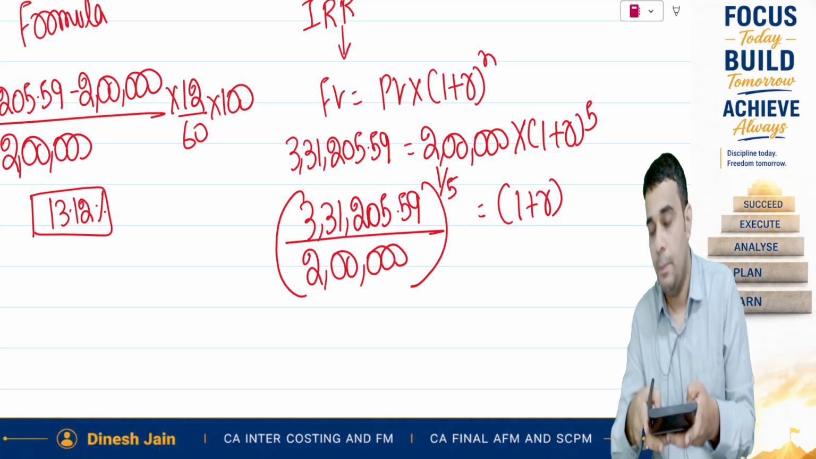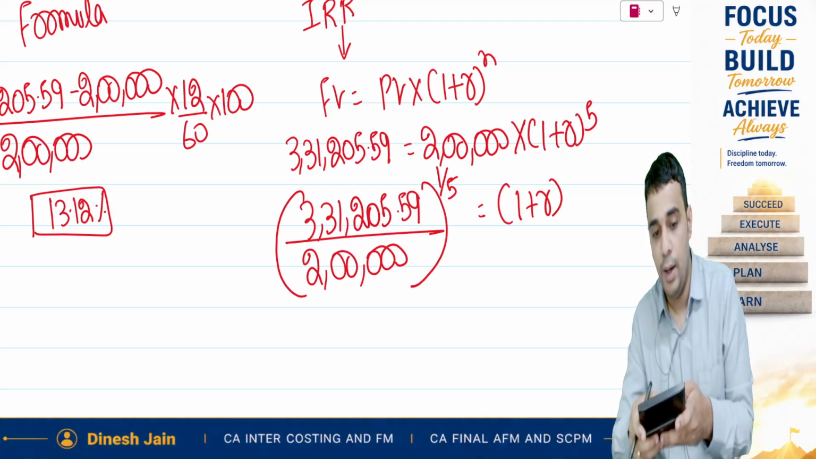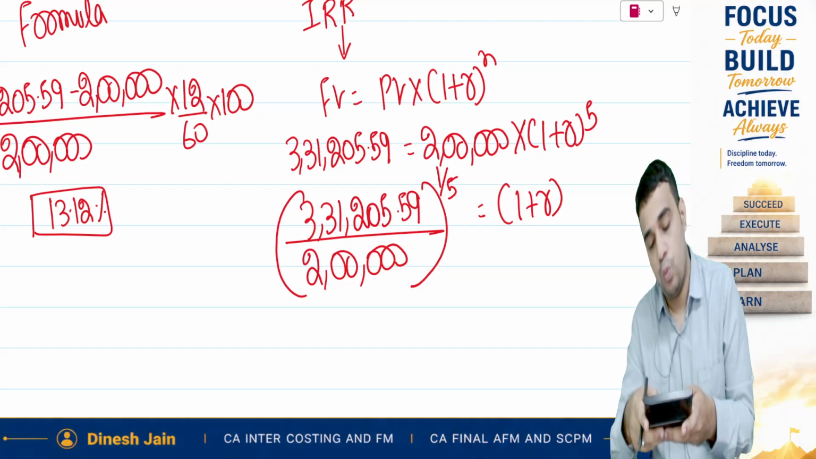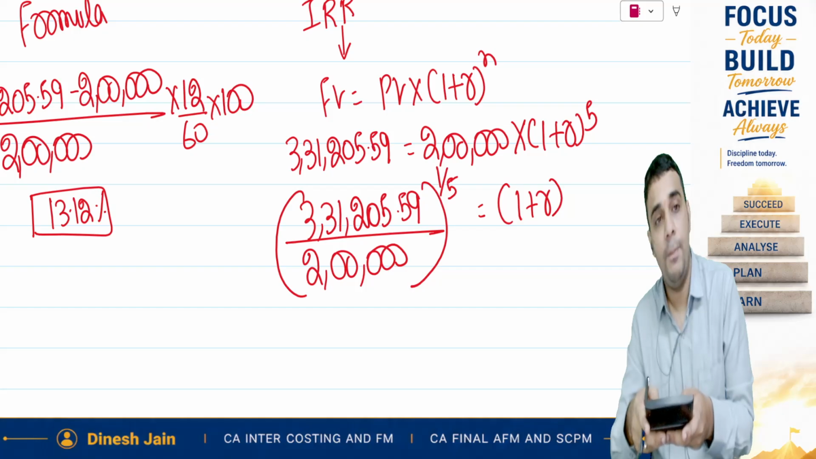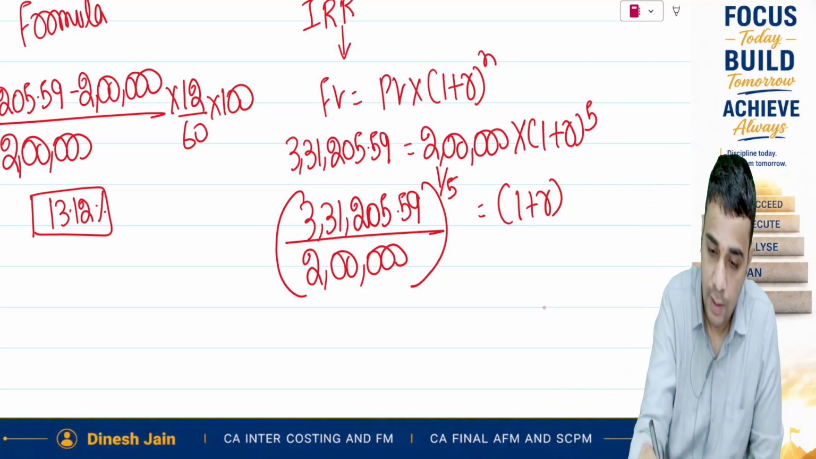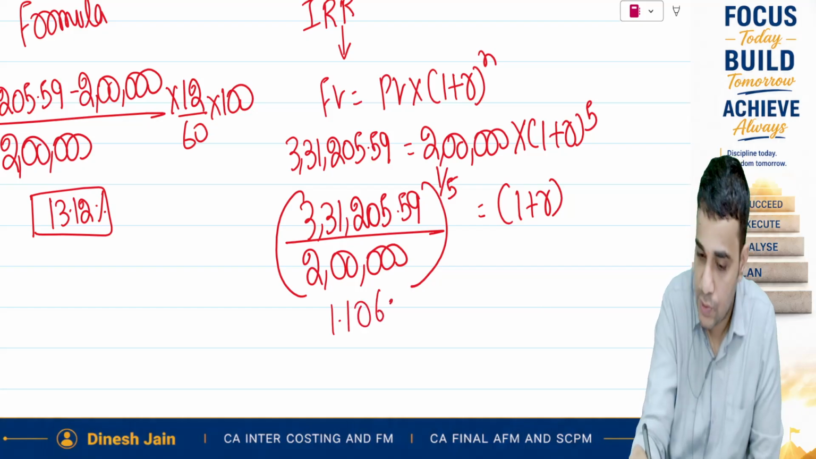Get the number. Press square root 12 times. 1, 2, 3, 4, 5, 6, 7, 8, 9, 10, 11, 12. Subtract 1, multiply by 1 by 5, add 1, and press equal 12 times. 10.1062.